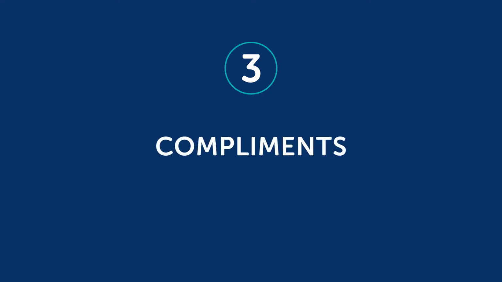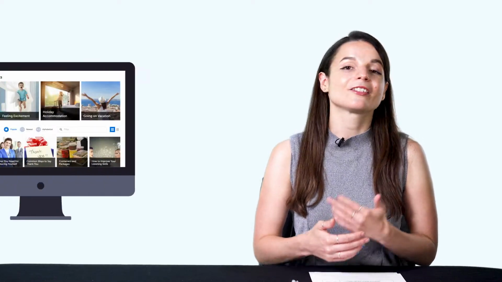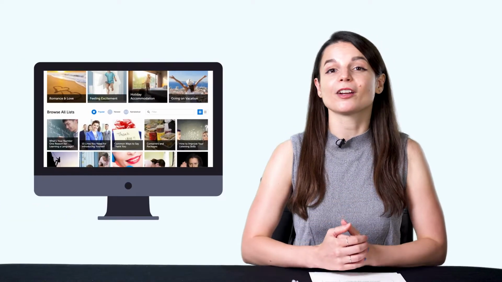3. Compliments. Compliments are a great way to start a conversation. You can compliment something about their city, their country, or something about their culture. 4. Ask for help. So for example, you can ask for directions or about the price of something and let the conversation go from there. These are very basic phrases that you learn in our survival phrases lessons.